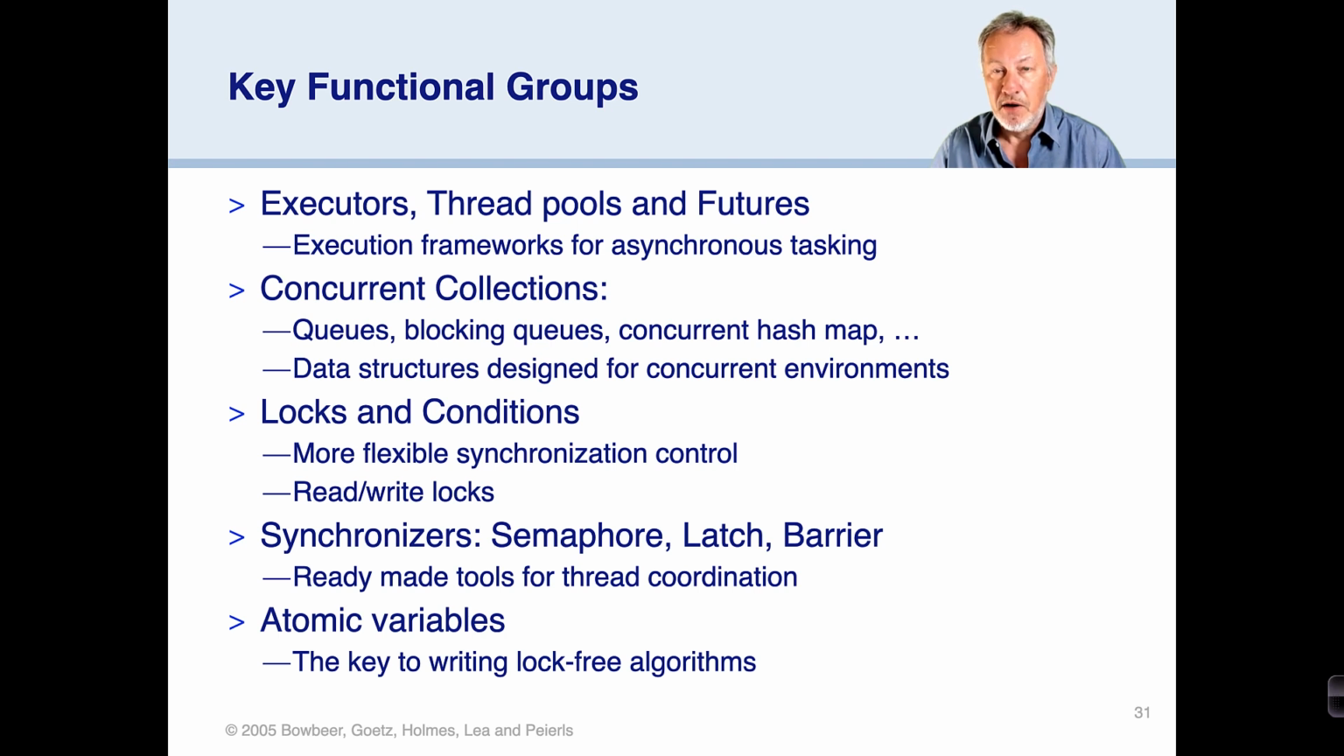We also have different kinds of synchronization mechanisms. We've heard about semaphores, but there are other mechanisms like latches and barriers. A latch, for example, is like a future in that once it's set in a particular setting, once it's open, it stays open, or once it's closed, it stays closed. And the atomic variables, they're used for writing lock-free algorithms.